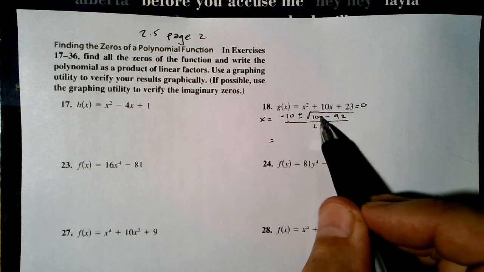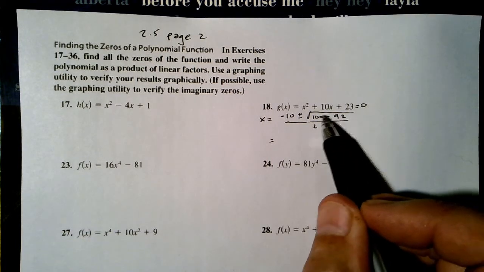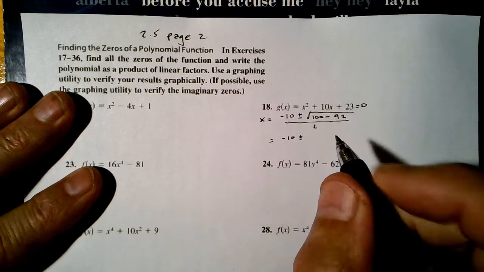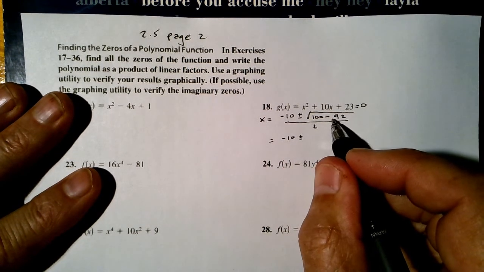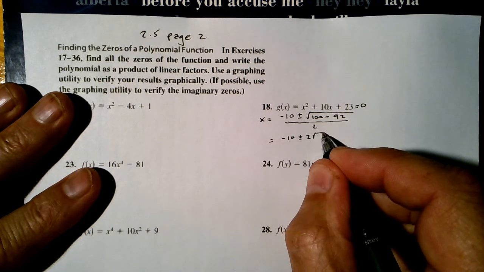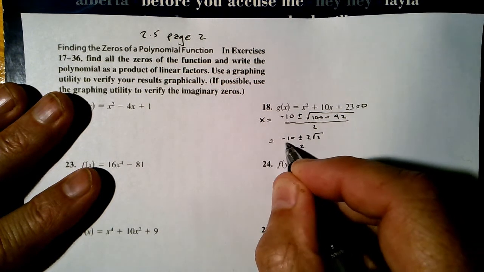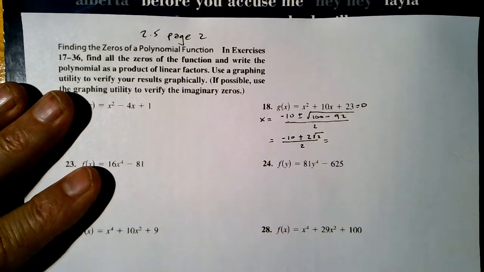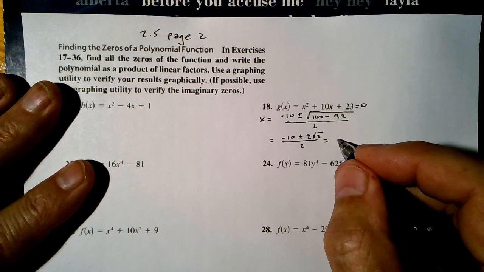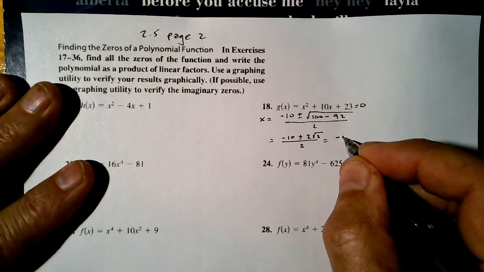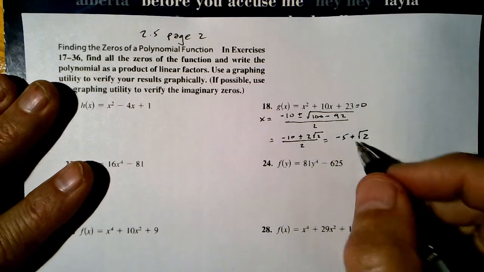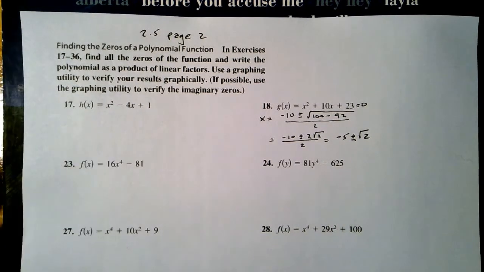The imaginary zeros would be if the discriminant was negative. So this is -10 plus or minus the square root of 8. 8 is 4 times 2, so the square root of 4 is 2, which leaves behind a 2 on 2. I divide the whole top by 2 and the whole bottom by 2, reducing the whole fraction by 2, and I get -5 plus or minus the square root of 2.